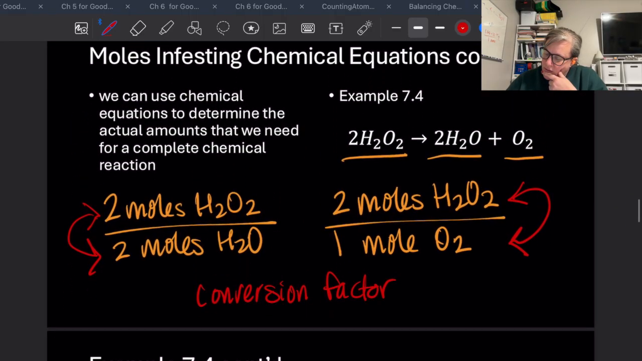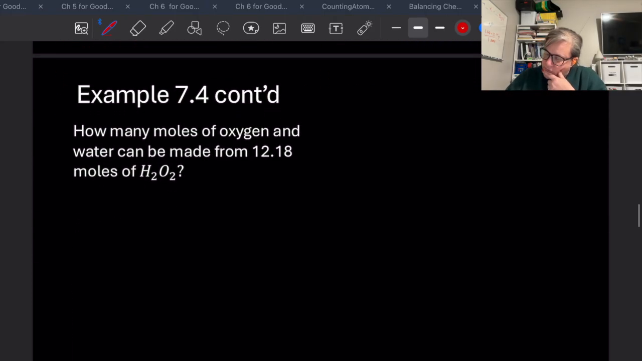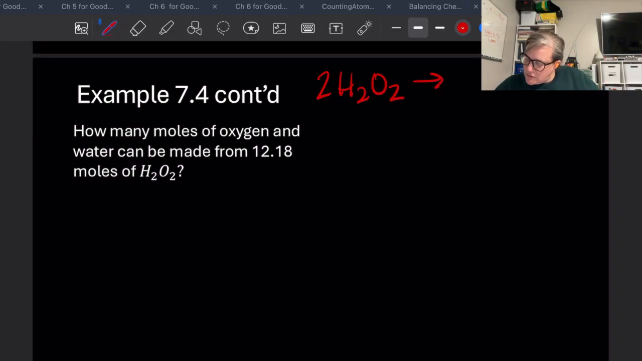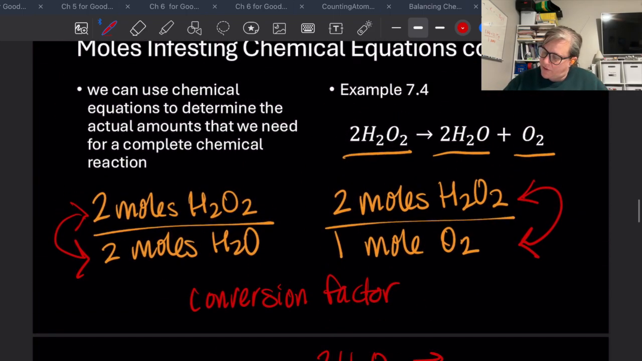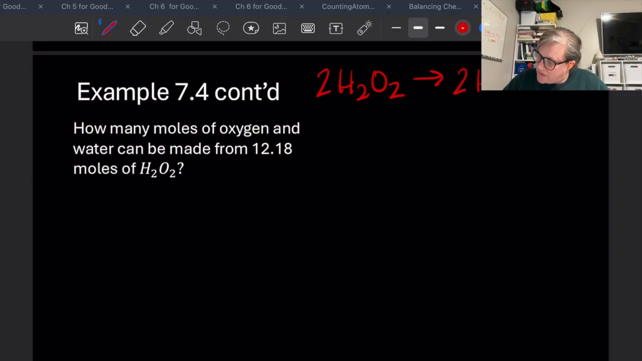All right. And so I'm just going to rewrite our equation. So we've got 2 H2O2 yields, let me make sure that I get this right, 2 H2O plus O2. So we're doing that dimensional analysis again, just using our ratios as a conversion factor.